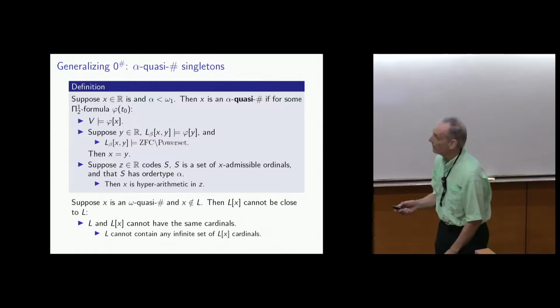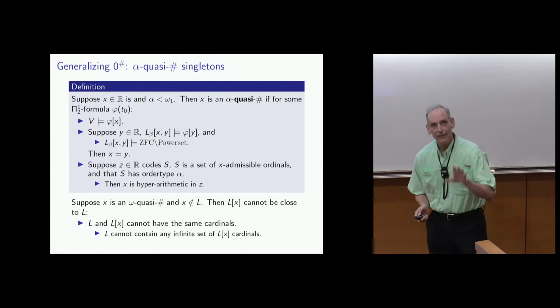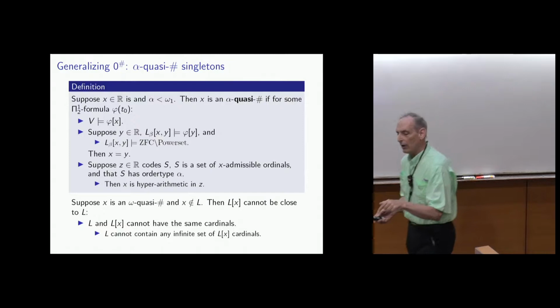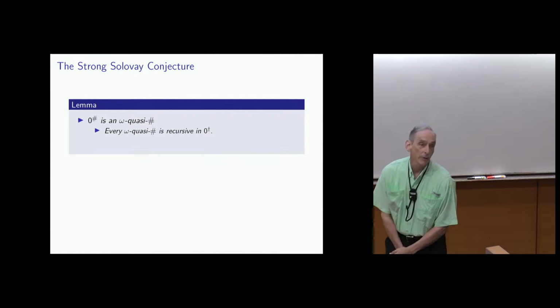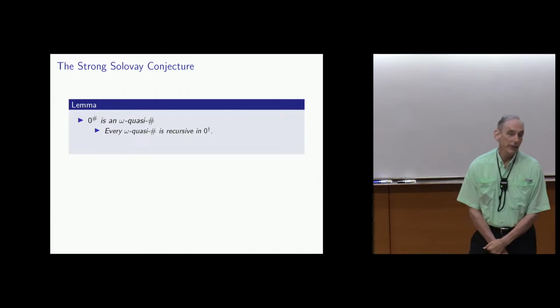Okay? All right, so what can we say about these quasi-sharps? The idea here is to isolate features that zero sharp has, impose those on the Pi 1 2 singleton, and then re-ask the Solovay question. All right, so zero sharp is an omega quasi-sharp. It's certainly a Pi 1 2 singleton, but if you know omega many admissibles of zero sharp, you recover zero sharp.